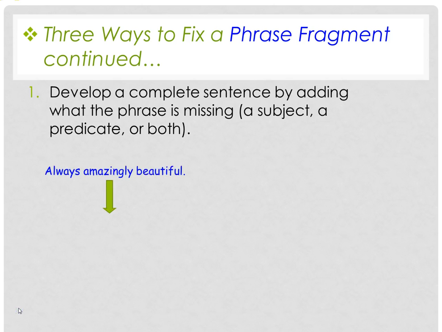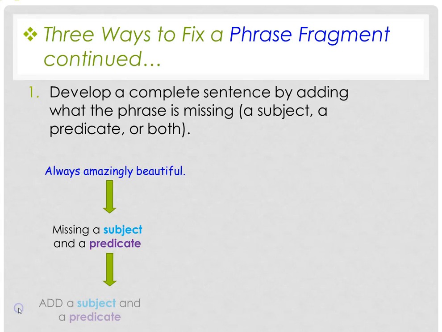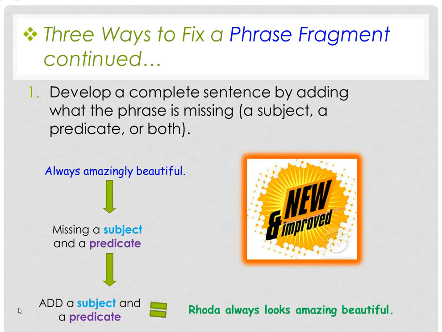Last example, always amazingly beautiful. These types of phrase fragments are a little bit more difficult because they're missing more information. So we're missing both a subject and a predicate, so I have to add both. So I've added a new subject, Rhoda, and what's she doing? She looks amazingly beautiful. Pardon my typo here. See? Even when you proofread, you can still miss things. Let that be a lesson to you, nuggets.